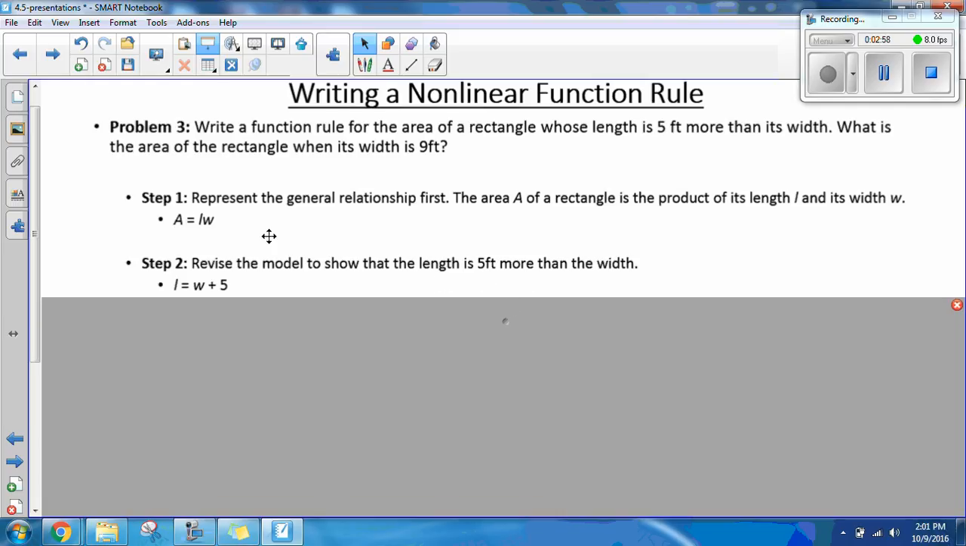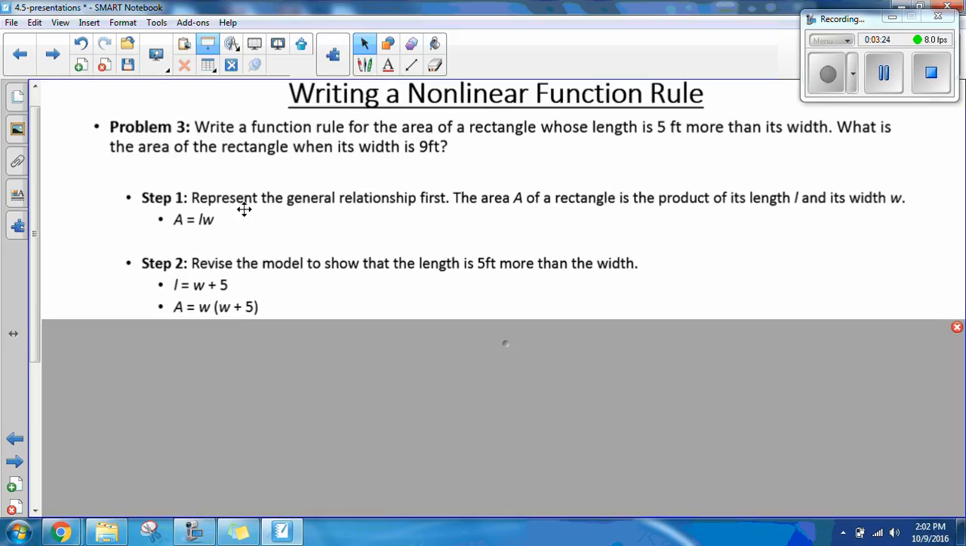I can't really solve this because there's too many variables in it. So we need to make sure that we narrow it down to one variable. We know that the length is equal to 5 feet more than, so 5 added to the width. Once we recognize that we can write the length in terms of the width, we can replace that in our original equation.